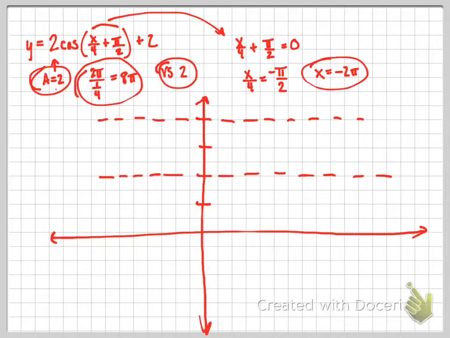Okay, I'm going to label out 2, 4, 6, 8, 2, 4, 6, 8, and I'm going to label a negative period and a positive period. My period's 8 pi, half of that is 4 pi, half of that is 2 pi, and 3/4 of that is 6 pi. So if you notice, that's nice. It's 2, 4, 6, 8, so that was convenient.